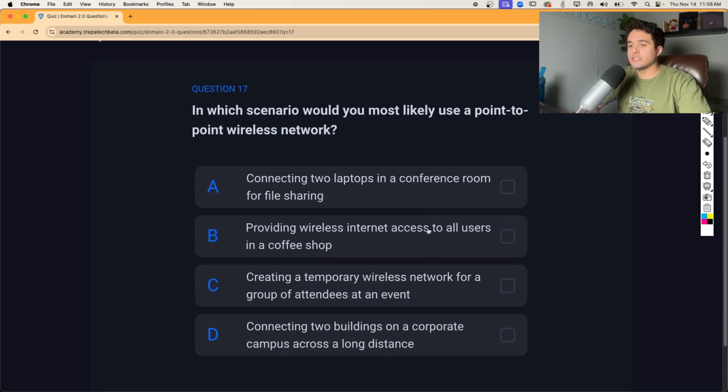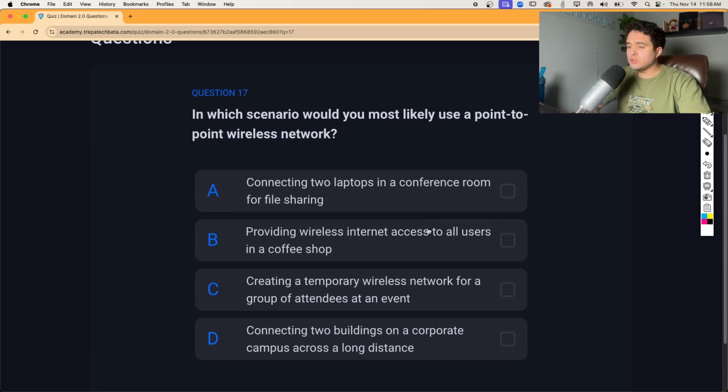Question 17. In which scenario would you most likely use a point-to-point wireless network? So that's like an ad hoc point-to-point wireless network. I know in the real world, I've done this with air fiber. It's like Ubiquiti air fiber. It's pretty cool. Where you can, like on an airfield, for instance, you can't run cable. You don't want to run fiber underneath, but you've got like a mile, maybe half a mile of distance. You can put that air fiber up and it can be direct point-to-point. And you get like gigabits of speed throughput on that point-to-point link.